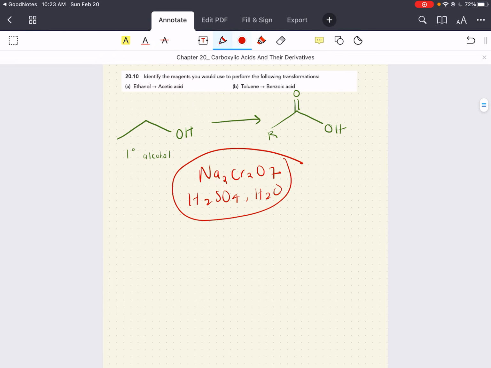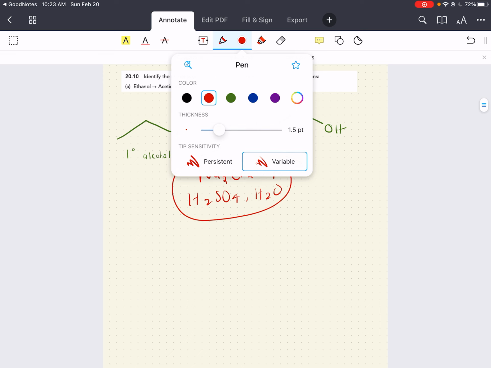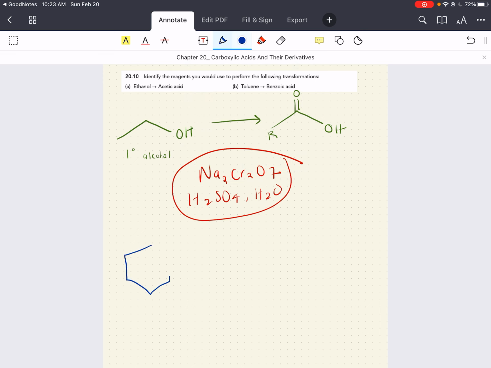Let's do this next one. This says toluene. All right, we know what toluene looks like. All right, well, we're going to draw that out. Here's toluene. We want to get it to benzoic acid. All right, fantastic.